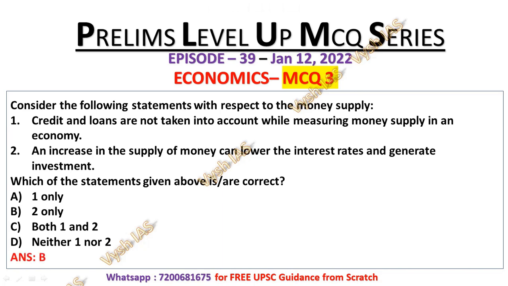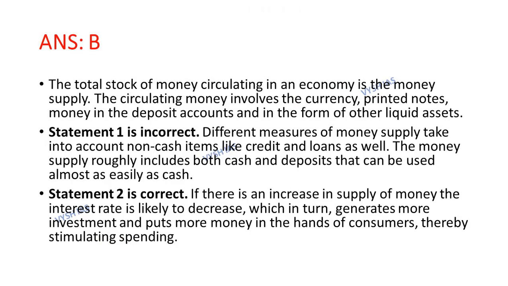So the answer will be option number B, which means that statement number 2 is correct and statement number 1 is incorrect. Now let's look at the explanation. Before going into the statements, you should know the basics about money supply. The total stock of money circulating in an economy is the money supply. The circulating money involves currency, printed notes, money in deposit accounts and other liquid assets.